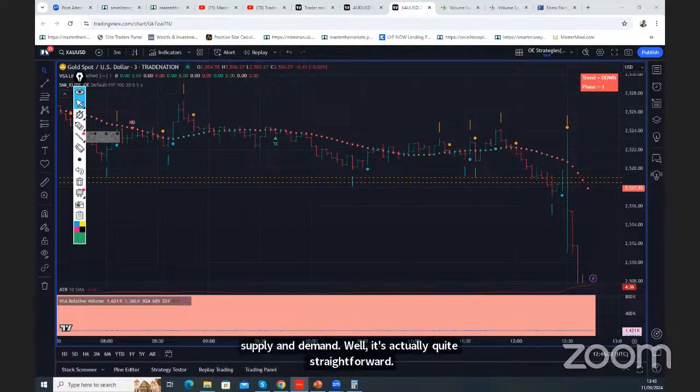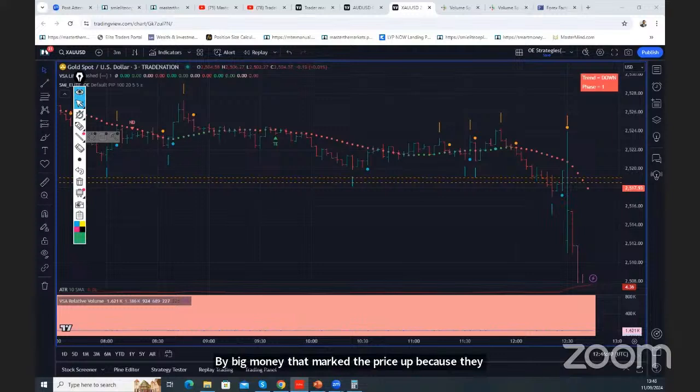The market is supplied by big money that mark the price up because they bought lower. And demand comes in when they buy it back because they say, I tell you what, that's really good value. I think this instrument is good value.